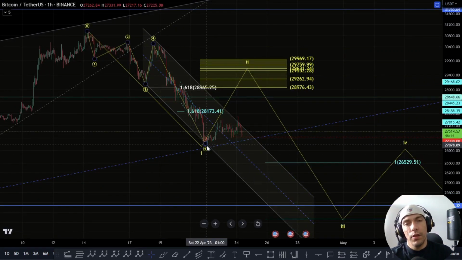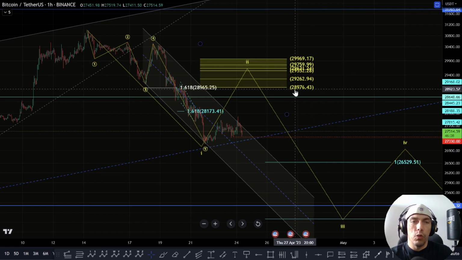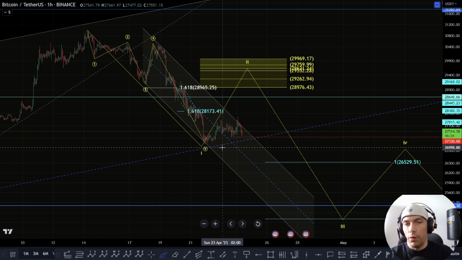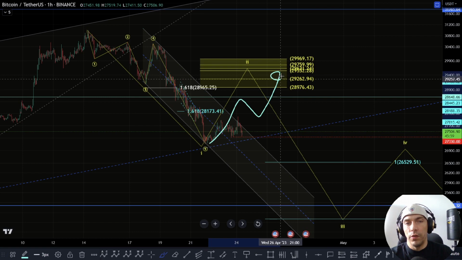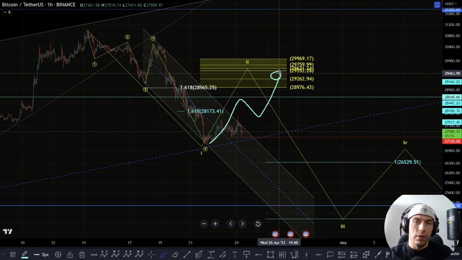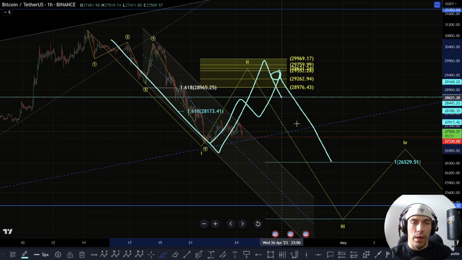It's not my favorite interpretation, but if we do break to the upside here and look to retest this zone of this 29,967 to this 28,976, this could be potentially what is going on. What I would want to see here then is to see a three-wave move to the upside, potentially looking to target out this area. So this could then actually lead us to come back down one more time in a C wave where this is A, B, and C.